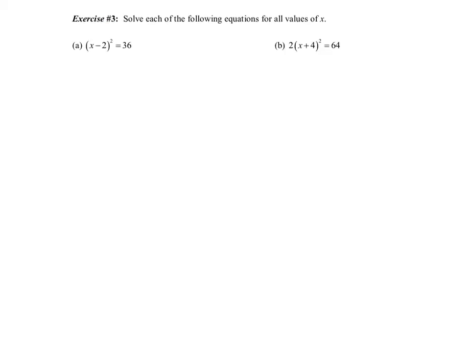Now, I told you in the beginning there's lots of examples tonight, and they're all a little different. So our next two are different again. So to solve each of the following equations for all values of x. So here's my first one. I've got the quantity x minus 2 squared equals 36. All right. So basically, I have to get rid of this square. And to get rid of a square, you take the square root.